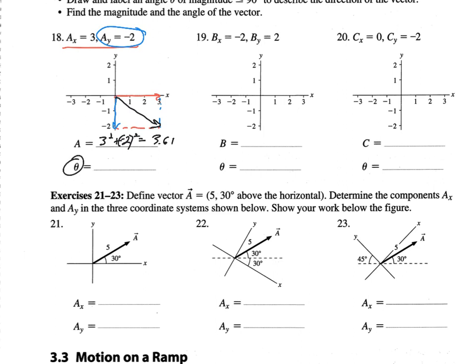And the angle would be inverse tan of 2/3, which gives me an angle of negative 33.7 degrees. Let's do the next one. My x is negative 2. My y is 2.